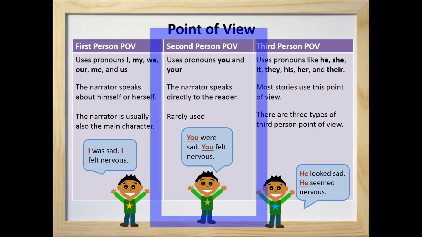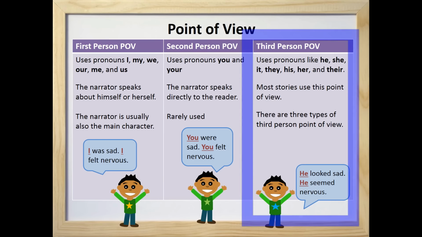A narrator using second person point of view will use a lot of second person pronouns like you and your. This narrator will be speaking directly to the reader. This point of view is rarely used. Finally, a narrator using third person point of view will use a lot of third person pronouns like he, she, it, they, his, her, and their. Most stories use this point of view. There are three types of third person point of view that you are about to learn.